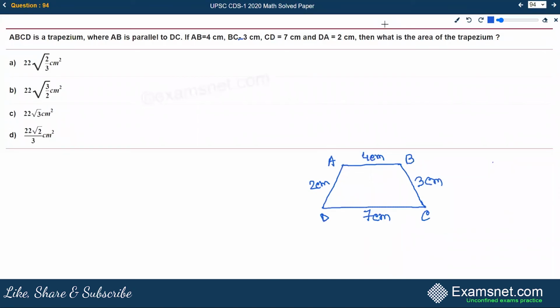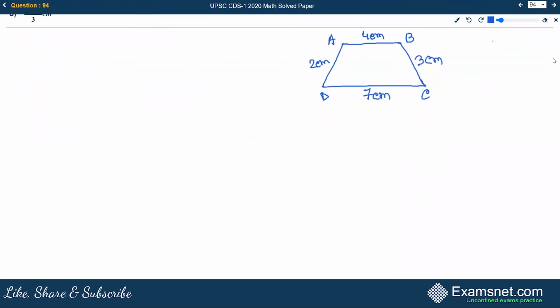In question number 94, we are given ABCD is a trapezium where AB is parallel to DC, and AB is 4 centimeter, BC is 3 centimeter, CD is 7 centimeter, and DA is 2 centimeter. Then what is the area of the trapezium? So here the parallel and non-parallel sides, all the lengths are given, right? So let me first discuss the concept here.